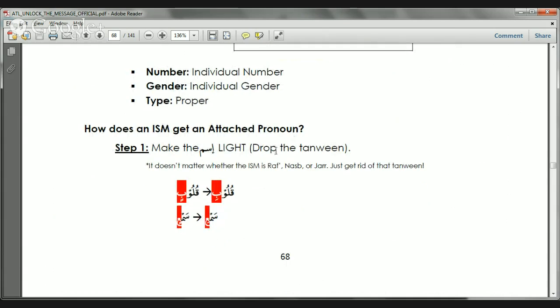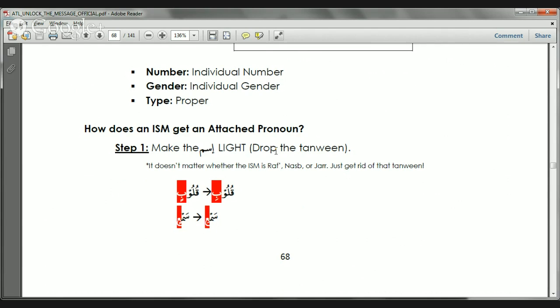How does an ism get an attached pronoun? Now that we've gone over it. So for example, how do I say book? No, not kitab. How do I say book fully? No, kitabun. Kitabun. An ism is what until proven proper? An ism is common unless proven proper.